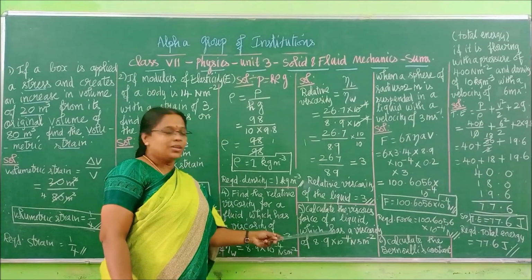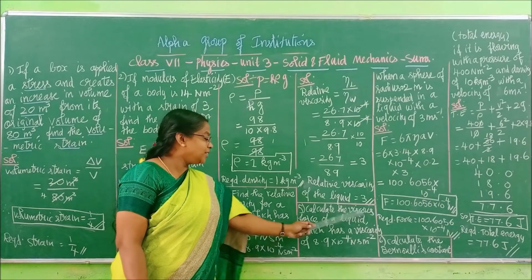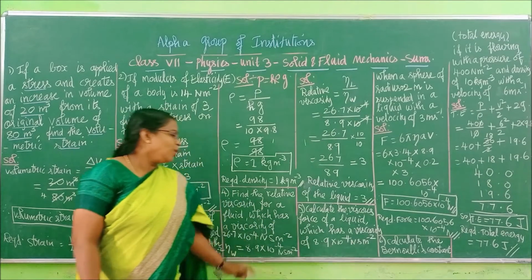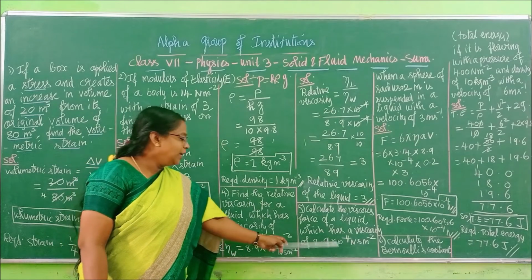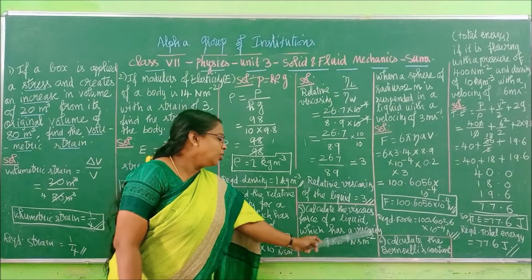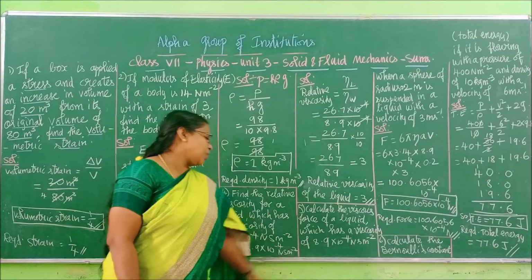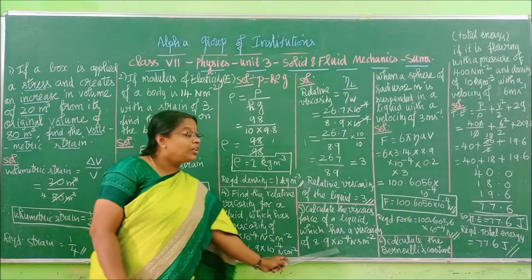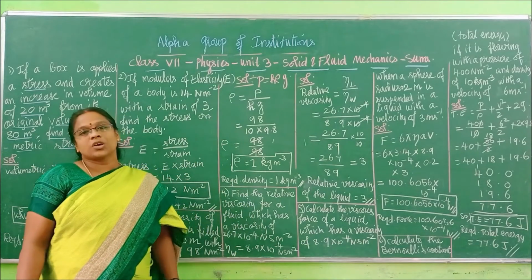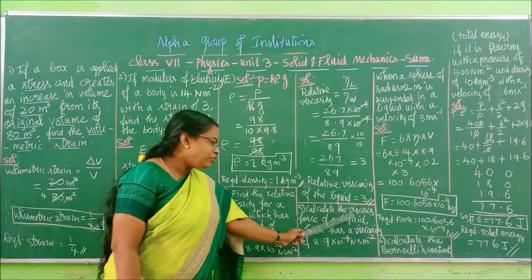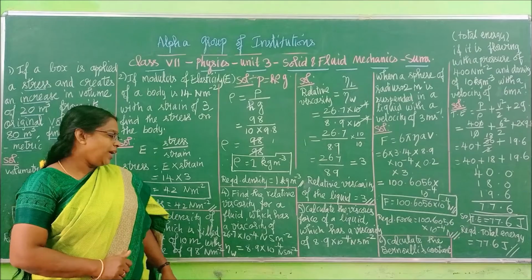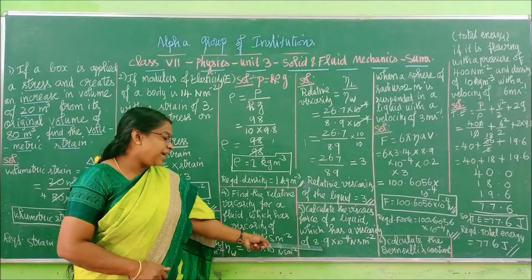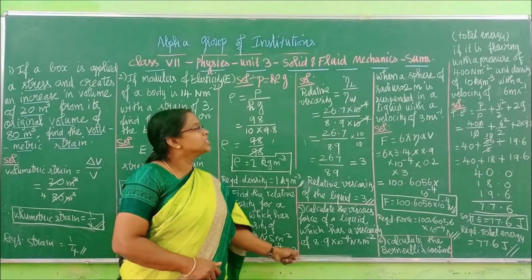Calculate the viscous force of a liquid which has a viscosity of 8.9 into 10 power minus 4 Newton second per meter square. Same value we are given here because it is the value for the viscosity of water. First, what do we have to find? Viscous force, F is equal to what? Viscosity eta is 8.9 into 10 power minus 4.